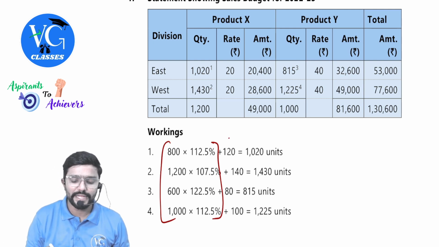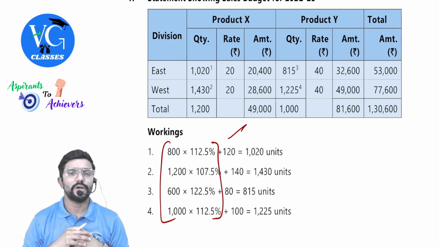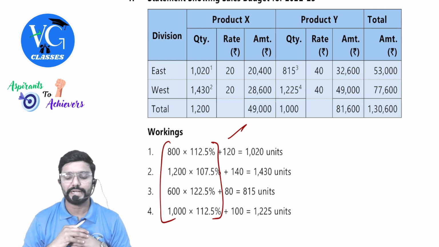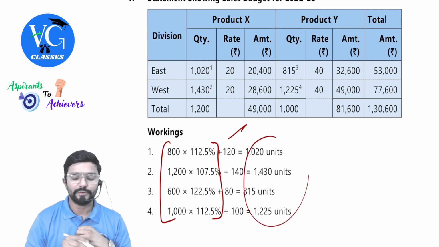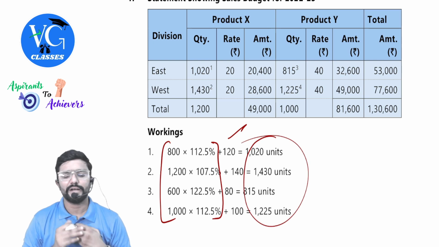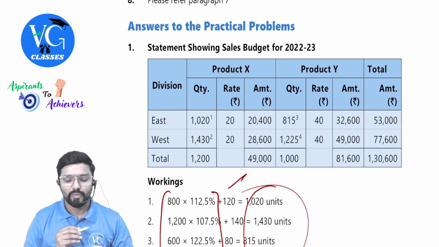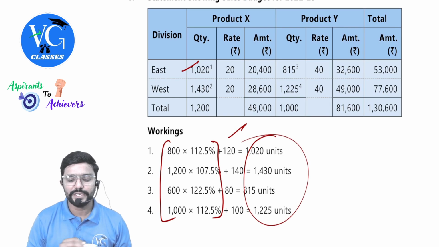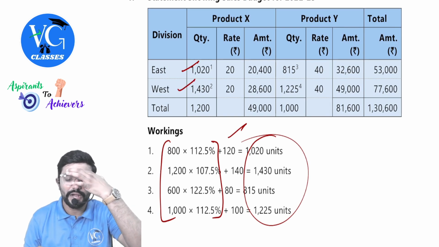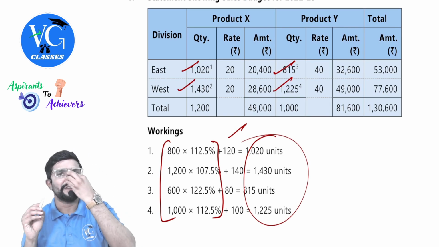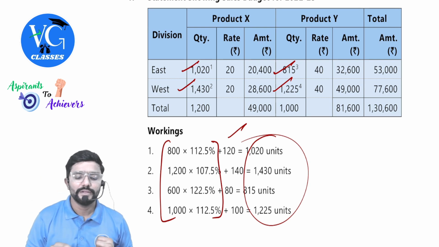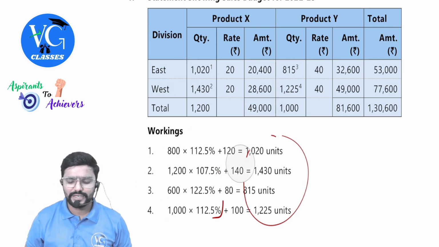Then you add this another item which is given after that: 120, 140, 80 and 100 packs. So what is this? Budgeted quantity now. Budgeted quantity or sales quantity. Whatever we have got, we have taken here, guys: 1020, 1430, 815, 1225. This is what we have taken. Understood now? These are the only things, guys.